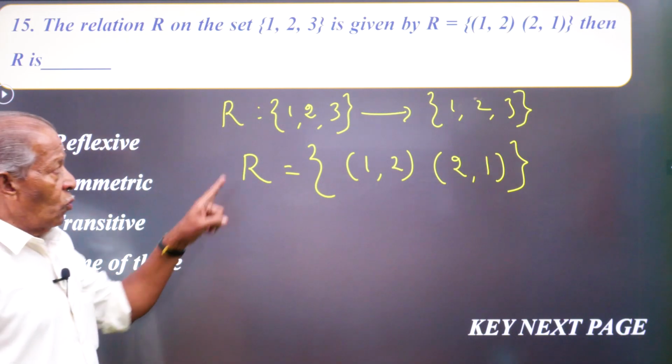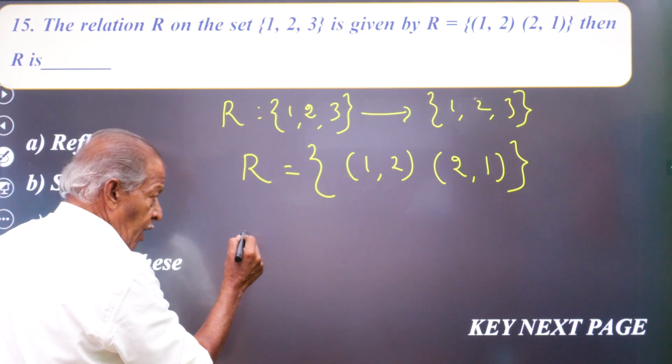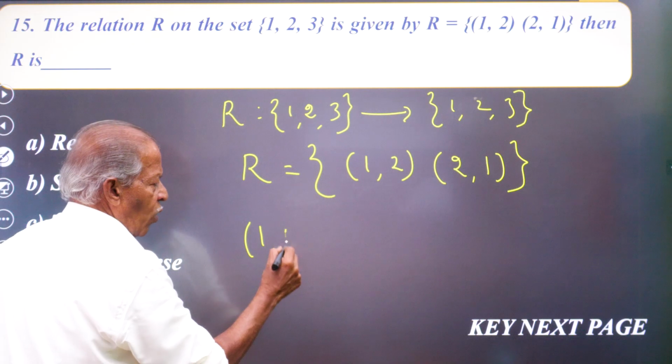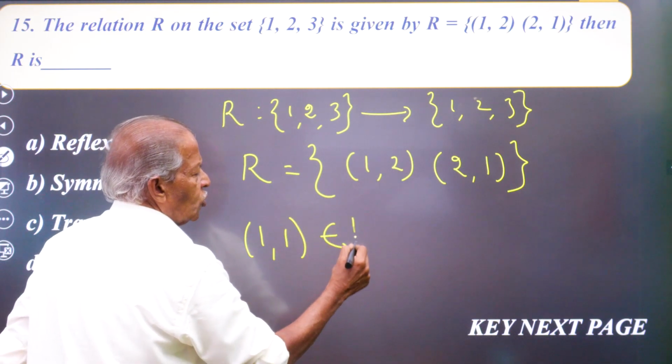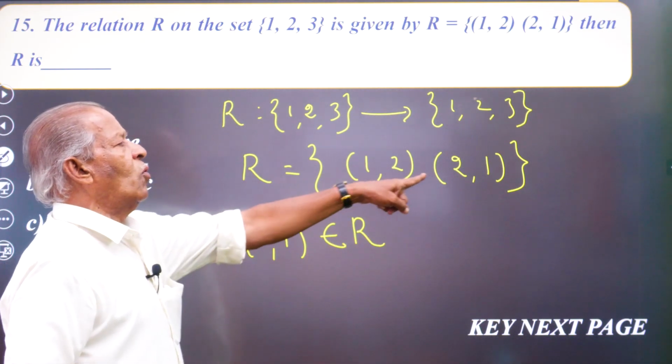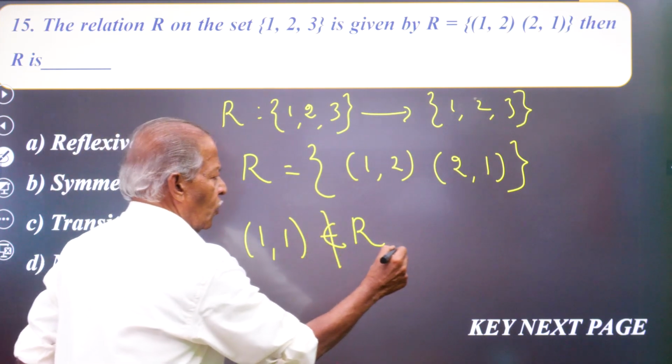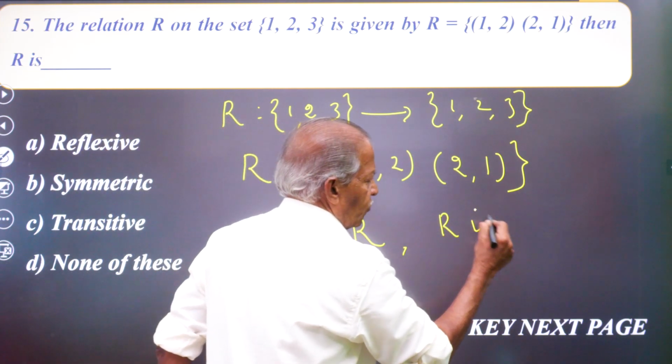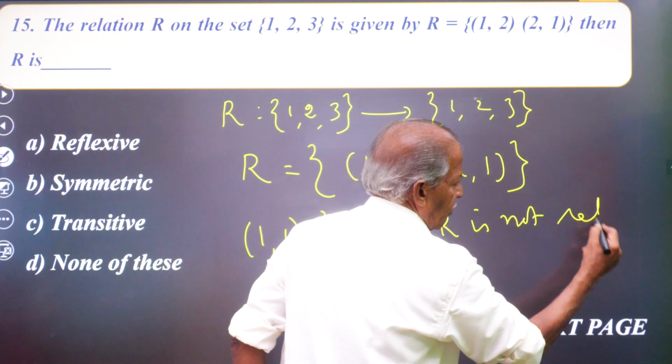For this, 1 is an element. In order to be reflexive, (1, 1) must belong to the relation R. But (1, 1) does not belong to R. Therefore, R is not reflexive.